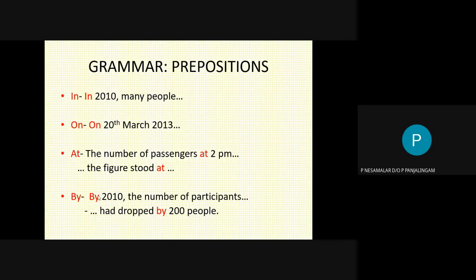Now, by 2010, so this would be for dynamic charts, the number of participants had increased or decreased. You can do some simple math. Had dropped by 200 people. Perhaps at first you had 500 people. Then, after a certain period, it dropped to 300 people. So, it had dropped by 200 people.